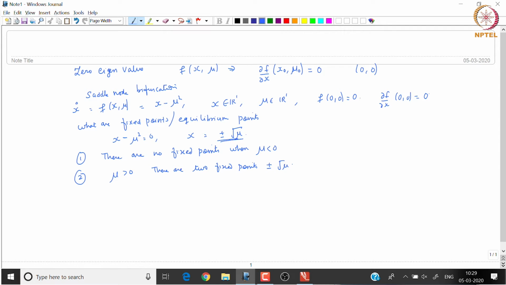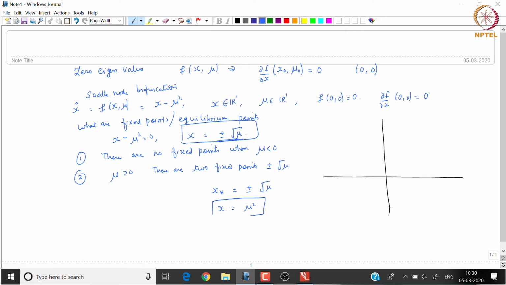Okay. If I were to just draw a graph which tells me some relation between mu and x, so when I am at equilibrium, my equilibrium points are given by this one, right. So x, if I just call this x star, is plus minus square root of mu, I am just having mu equal to x square, something like this, right. So all points on this curve are the equilibrium points.